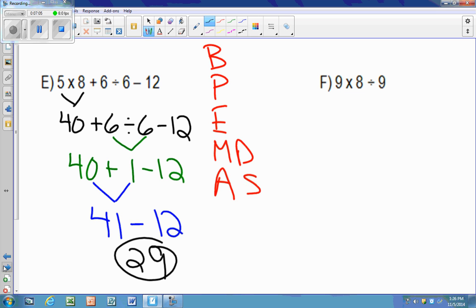Now I'm over on letter F, and I start again. There are no brackets, parentheses, or exponents. And when I look for multiplication and division, I see in this case that the multiplication is there first, which leaves me with a very simple problem of 72 divided by 9, which gets me to 8.